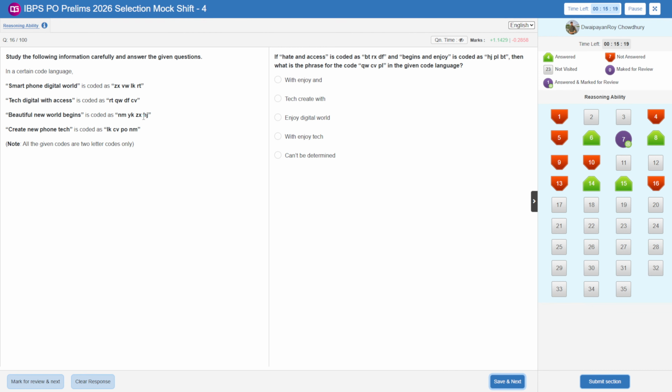HJ is already there. Begins. So enjoy. Enjoy is going to come. So PL is enjoy. CV is here only. So CV is access. No, access is going to be not CV. Then what else is different? Digital. So CV is then for digital.